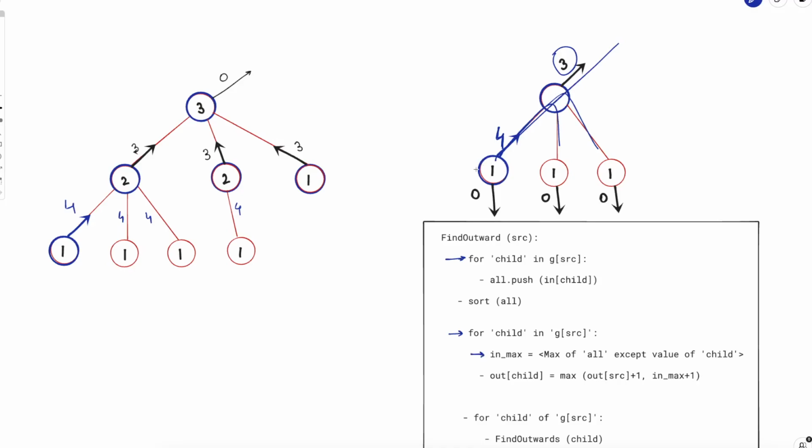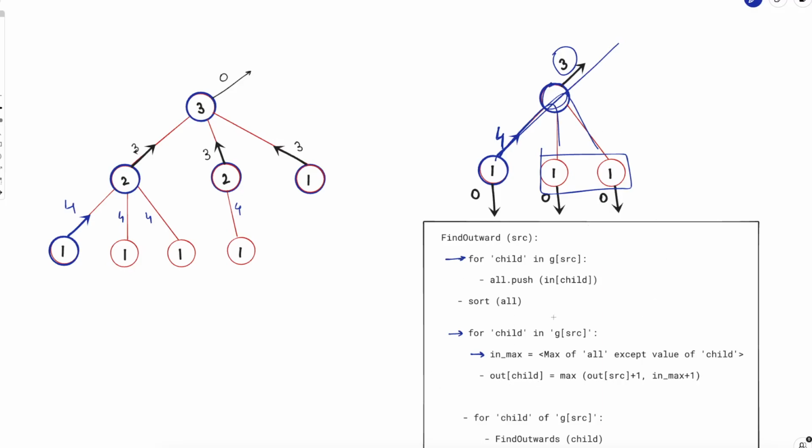for this child, if you want to figure out the maximum value going out, you go to the parent and figure out what is the maximum in except this, right? So the maximum across these two and the maximum with this. So you take the maximum of all values of the child except the current child, and the final value would simply be whatever you got from inmax plus 1, or out of src plus 1, basically out of the root plus 1.